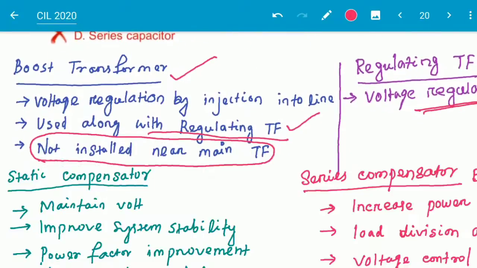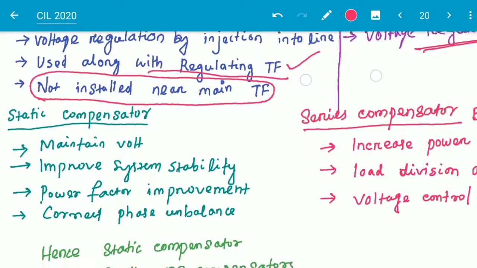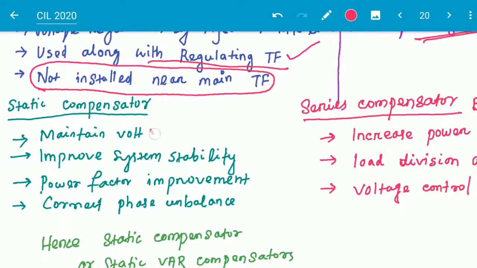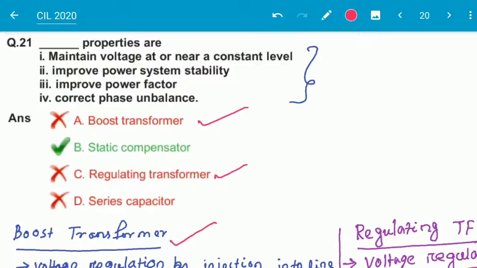Next is the static compensator. What are the static compensator properties? It maintains voltage level, improves system stability, improves power factor, and corrects phase unbalance. Hence all these properties match the properties given in the question. Hence the correct answer is option B, that is, static compensator.